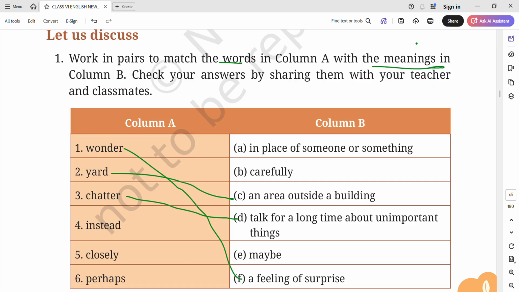Coming to next, number 4, instead means in place of someone or something. Number 5, closely means very carefully you are doing something. After that, perhaps will be matched with maybe. So these are the words with their meanings, we match them. Now coming to the next questions.